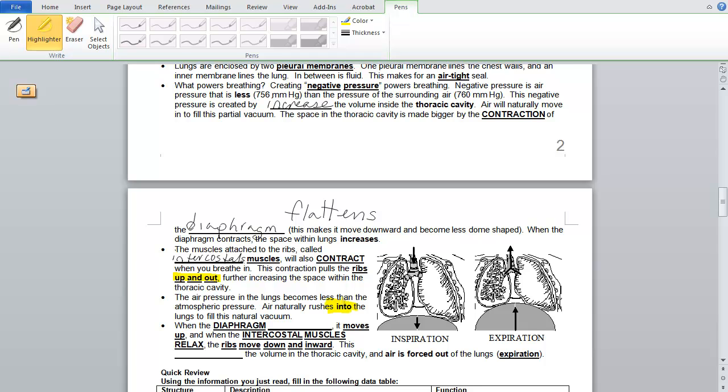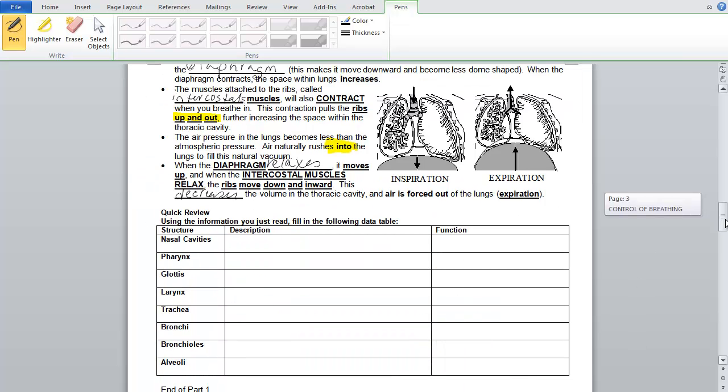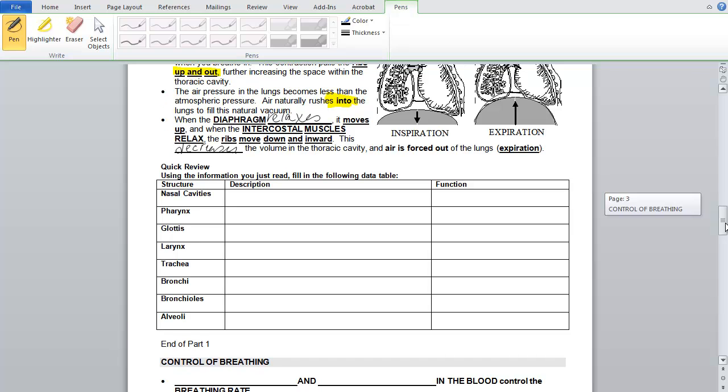The reverse of inhalation is going to be when the diaphragm relaxes. When it relaxes, it's going to return to its dome shape. The intercostal muscles relax. The ribs are going to move down and in, and this decreases the volume in our chest cavity, and so the air now is going to be pushed out, creating a positive pressure inside that pushes the air out.